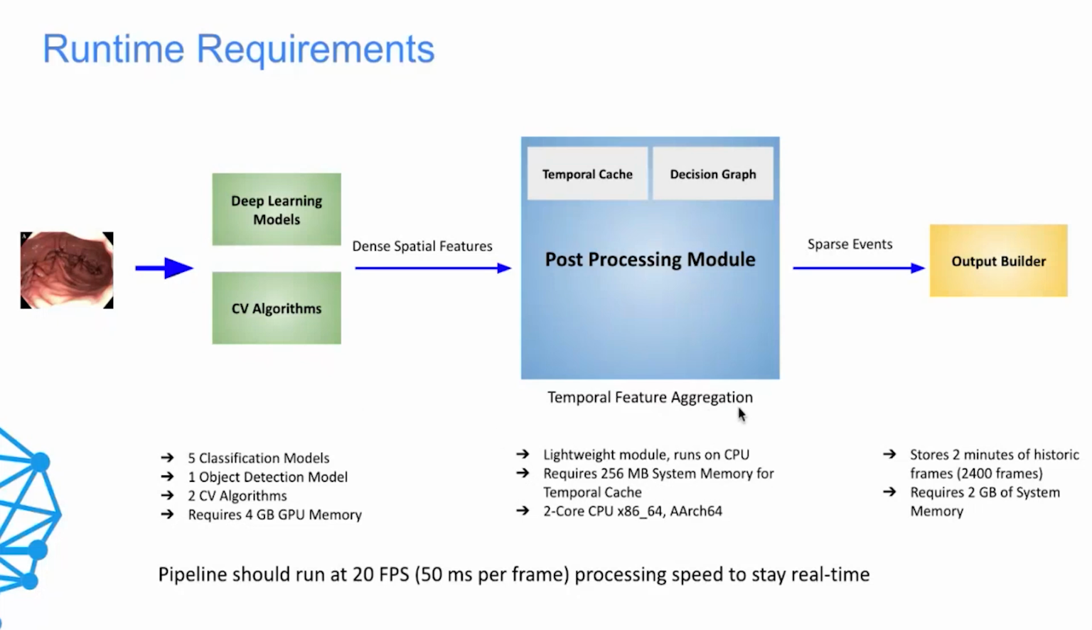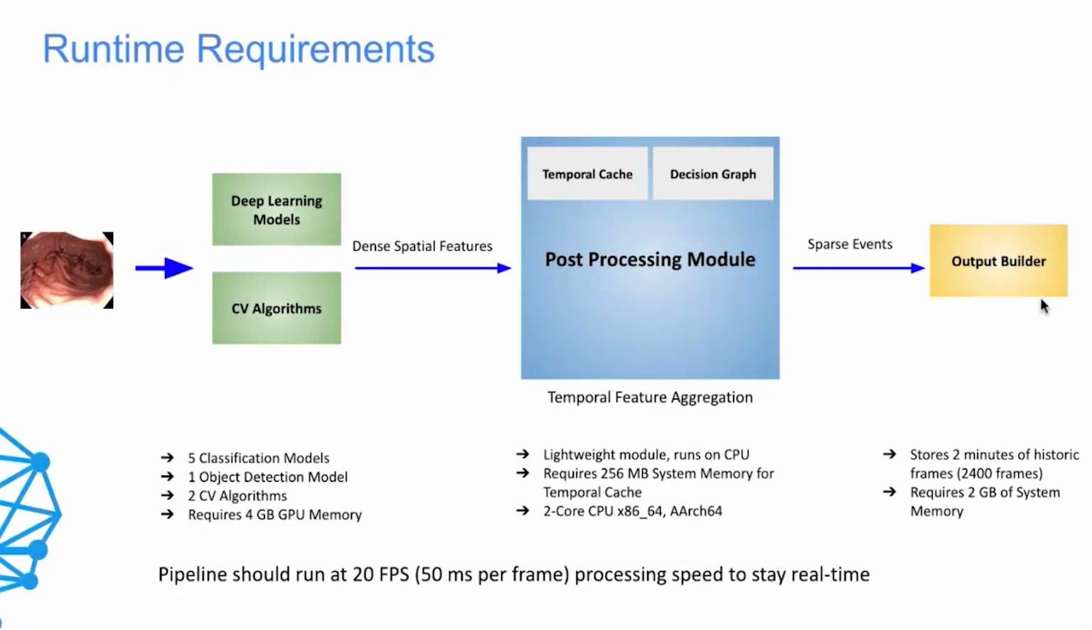The temporal feature aggregation module is a lightweight module. It runs on CPU and it requires 256 MB of system memory for keeping the temporal and historical data. And it runs on both x86 and ARM64 architectures.